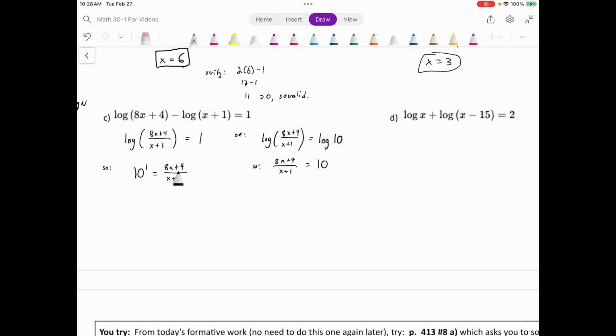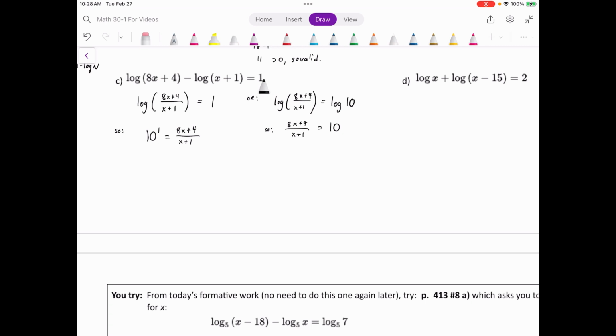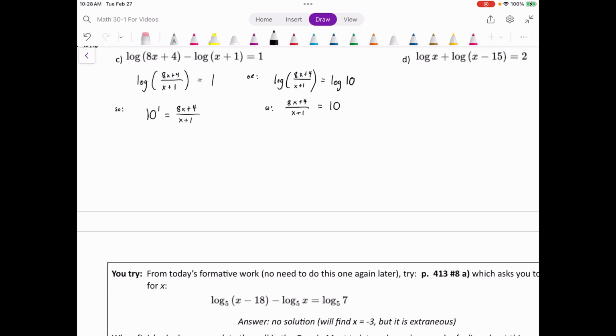Notice we got to the same place. 10 to the power of 1 is just 10. So another way to approach it. Sometimes that strategy of thinking of a way to rewrite a number as a log can come in handy for certain questions, so I just did want to point it out. But either way, we're now in the same place. We have that 10 equals 8x plus 4 over x plus 1. And now I want to solve for x.